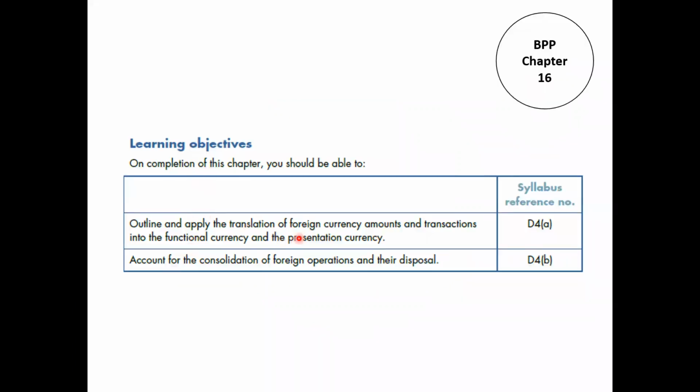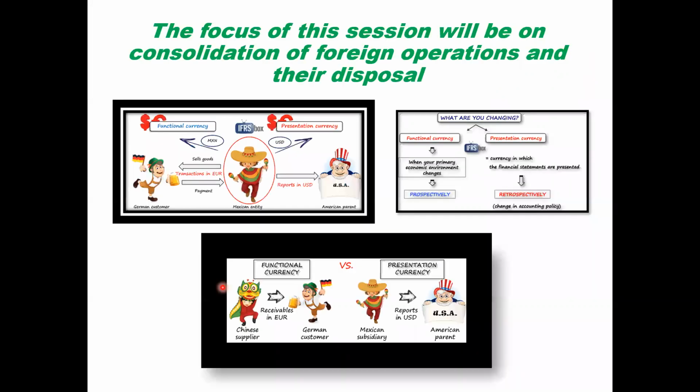So we need to see how we need to translate foreign currency transactions and amounts specifically to present it in my financial statements. And we also need to see how we will consolidate foreign operations. So there's two parts to this chapter.